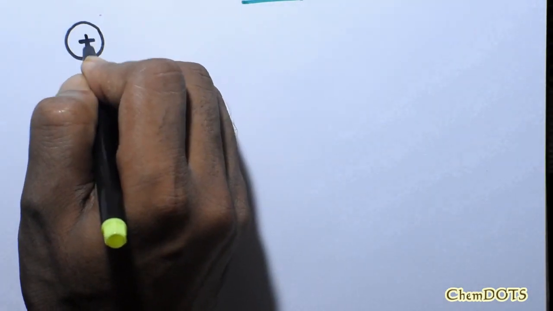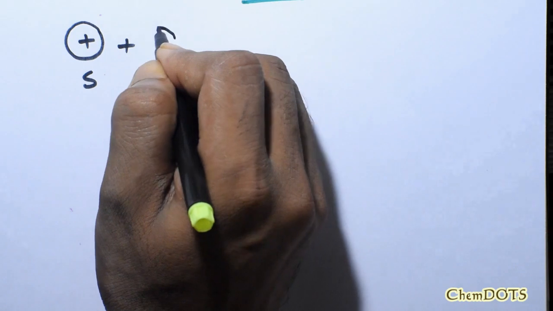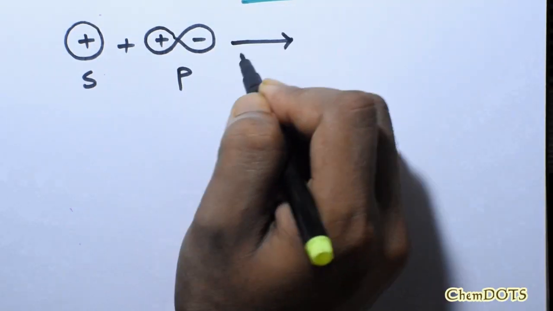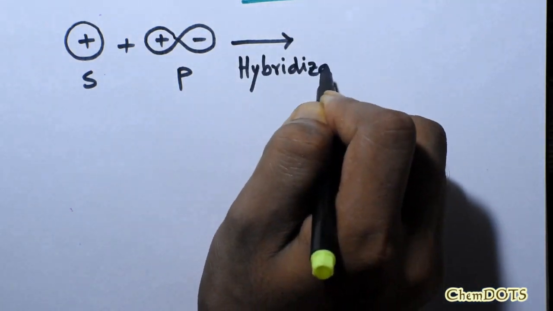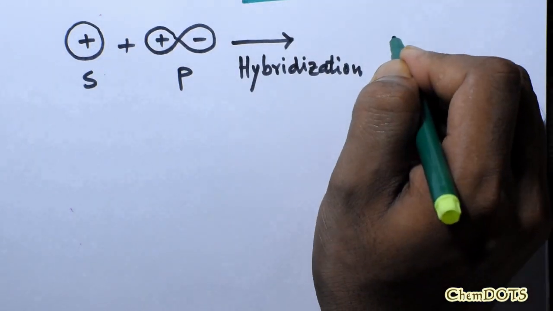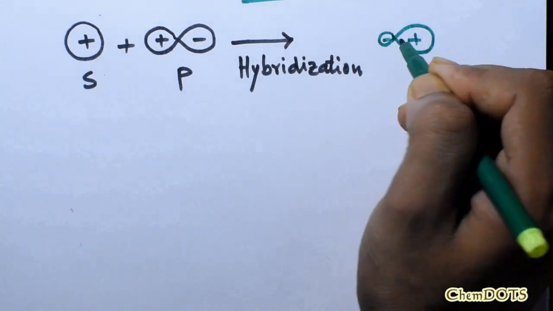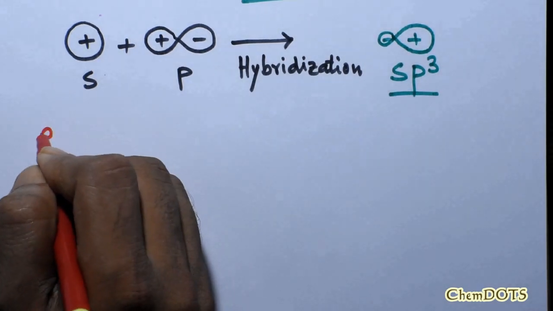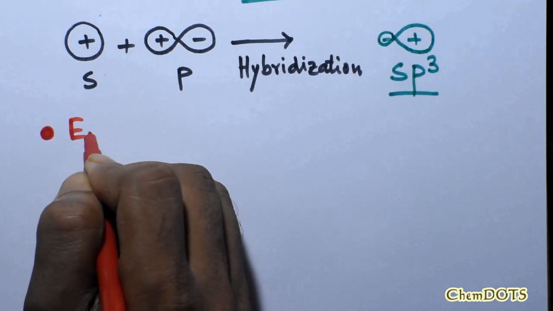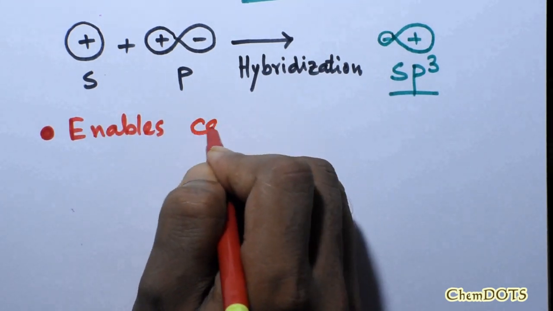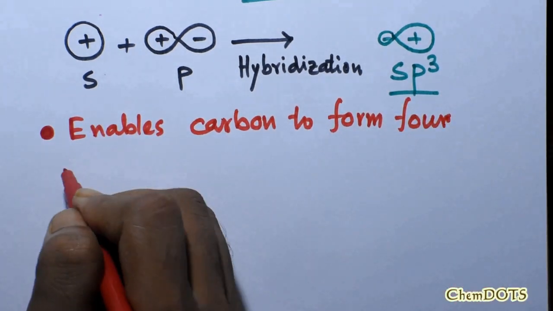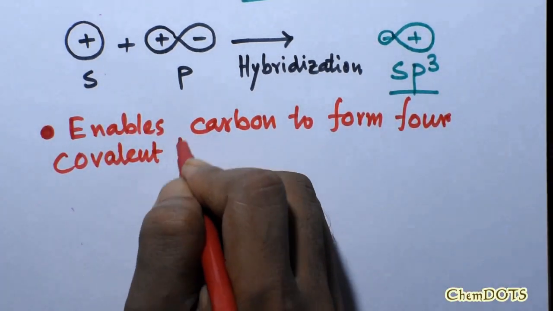Now let's say this is the s orbital with spherical shape and this is the p orbital with dumbbell shape. After hybridization, they form 4 sp3 hybridized orbitals with equal energy. On the right hand side, the s and p orbitals have like signs and complement each other, but on the left hand side they diminish each other. So hybridization enables carbon to form 4 covalent bonds instead of only 2.